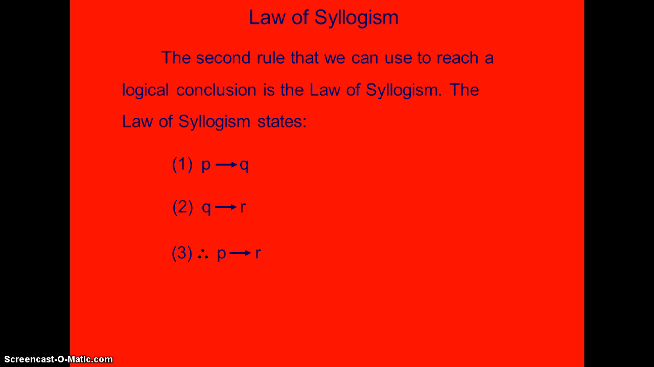Law of syllogism. The second rule that we can use to reach a logical conclusion is the law of syllogism. The law of syllogism states 1. If P, then Q. 2. If Q, then R. 3. Therefore, if P, then R.